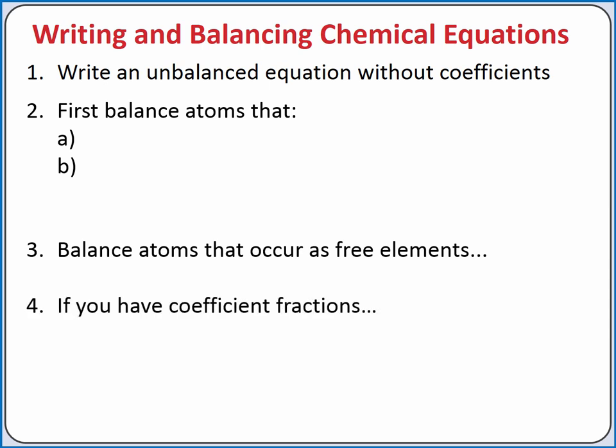If we have fractions in our coefficients, we can multiply all coefficients by the same factor to eliminate the fractions and get whole numbers. And finally, we can check to make sure that all of our elements are balanced with the same number of atoms on each side.